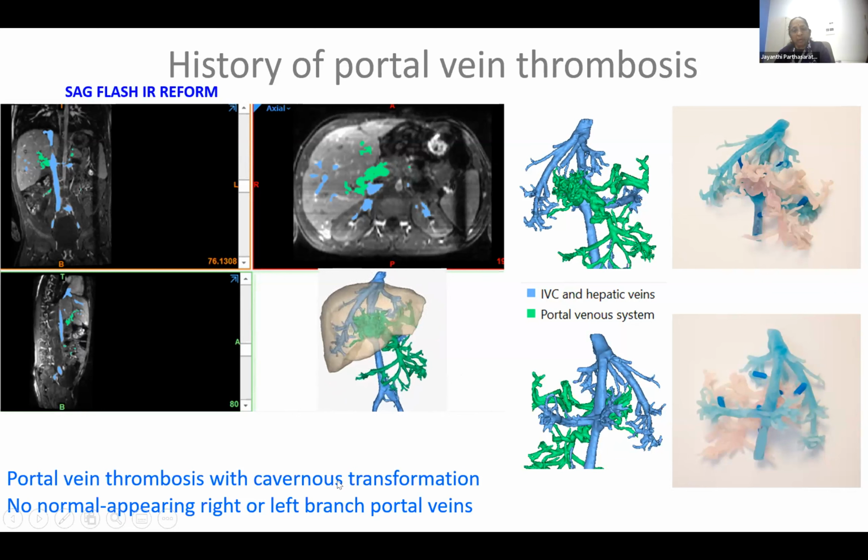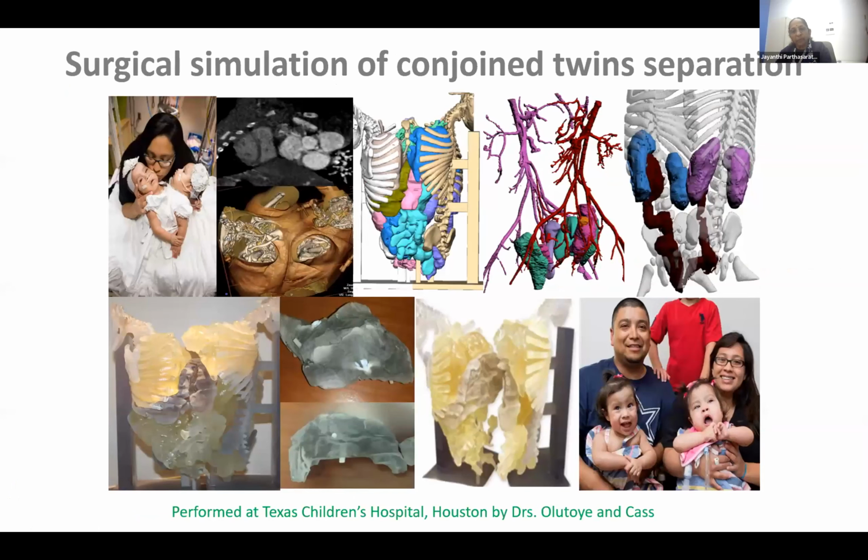It was a portal vein thrombosis, there was a cavernous transformation. And we couldn't see the right or the left branches of the portal vein. So this was very helpful, not only in surgery but also as the parents were able to give informed consent. So you have a compliant patient after the surgery.